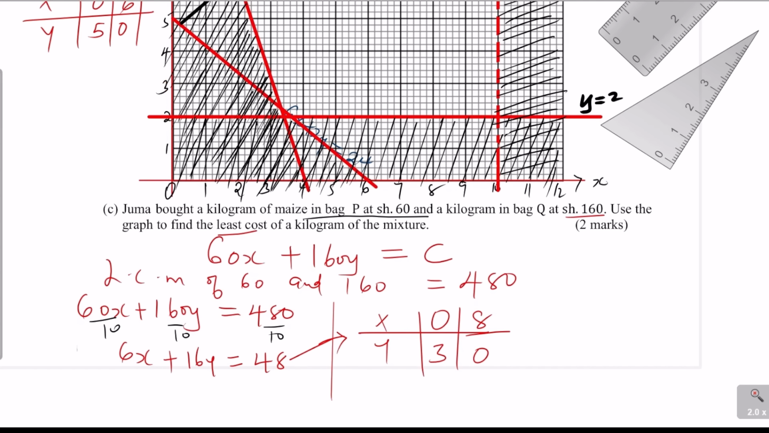So I draw the search line. 0, 3 there, and 8, 0. So the search line is here. It is passing through 0, 3 and 8, 0. That is the search line. Then from there, to get the number of kgs for P, that is x, and then for Q, we're going to use a set square and a ruler to slide.